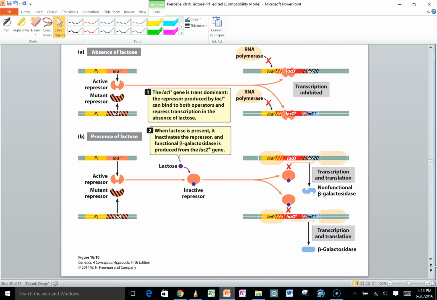We have a wild type repressor, and this is showing here that it's acting in trans. It's acting on that operator and it's acting on that operator. If it can only regulate one operator, we call that cis. So the difference between, so we're talking about cis versus trans. But this example is acting in cis.